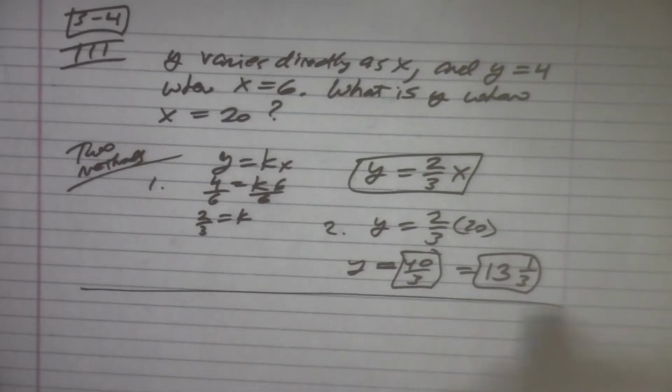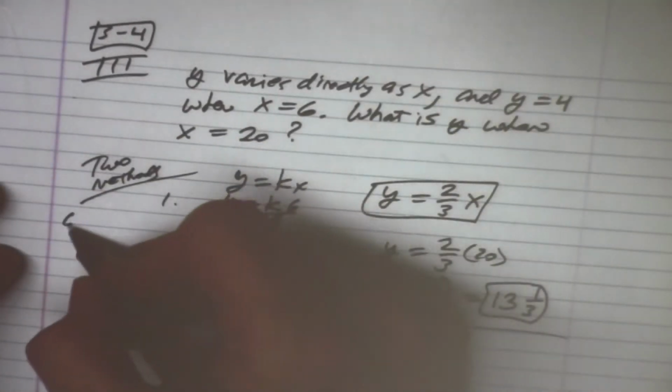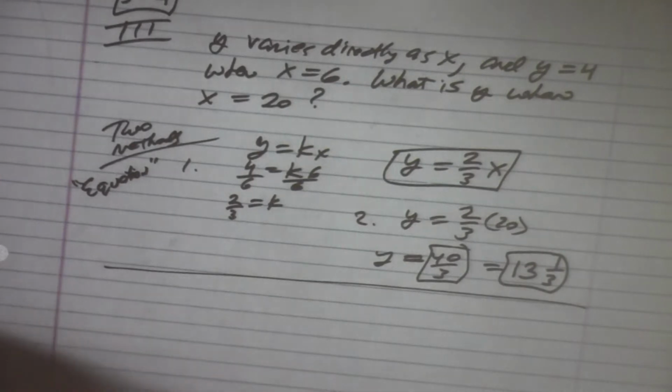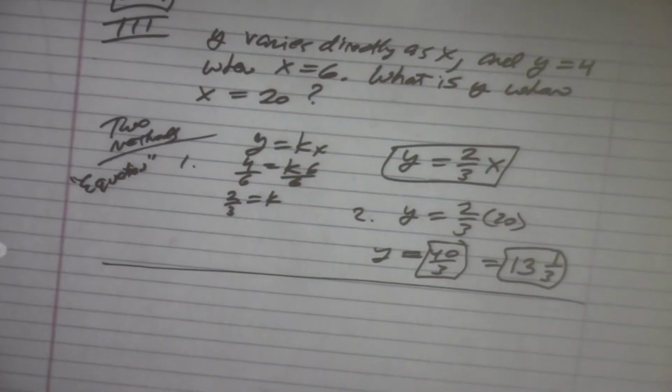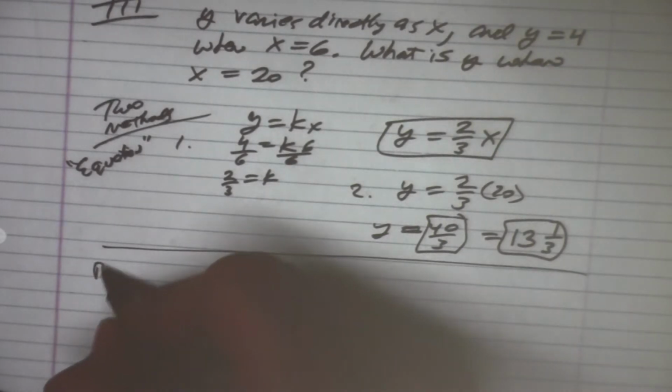The other method, okay, so call this the equation method. This is the equation method, if you want a name for it. And now let's try it as a proportion method.